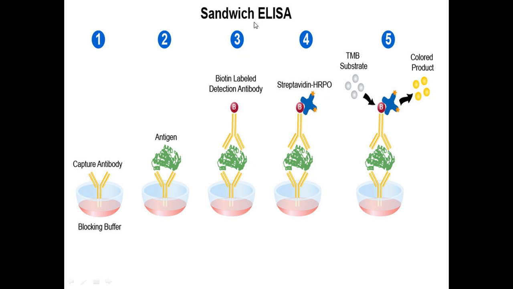The meaning of sandwich is a combination of many. So here also you are going to use different kinds of components for early detection. The first one, we are going to make one well. We call it a microtiter well, nothing but a slide. It has different dots.